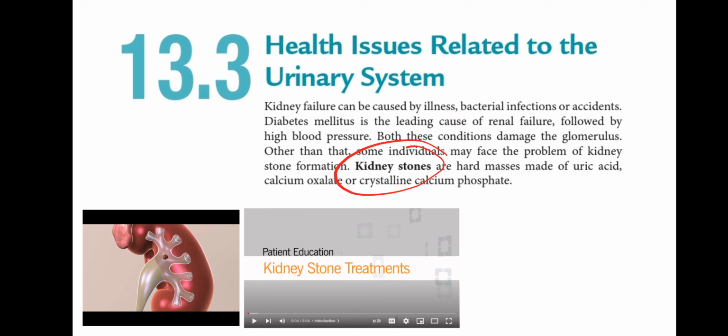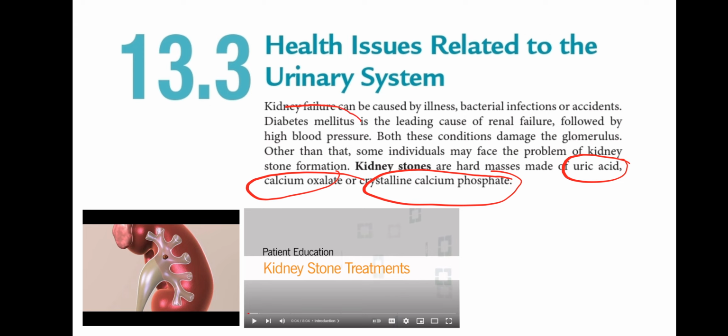So one of the issues here is kidney stone. What is kidney stone? Kidney stone is actually made of uric acid, calcium oxalate, and crystalline calcium phosphate. These are three substances that become kidney stone. Those who have high sugar level, I mean diabetes mellitus, also have this problem. They can get renal failure because their kidney will work harder.